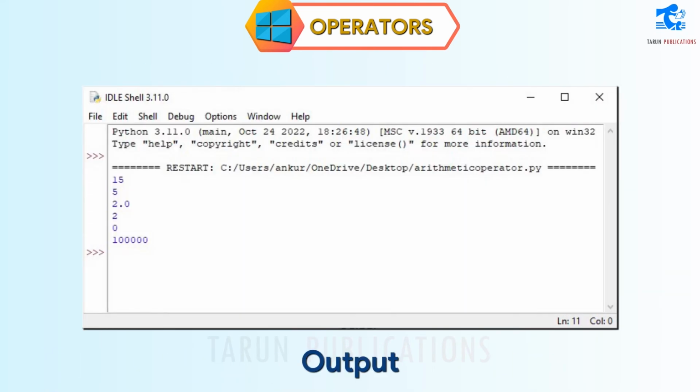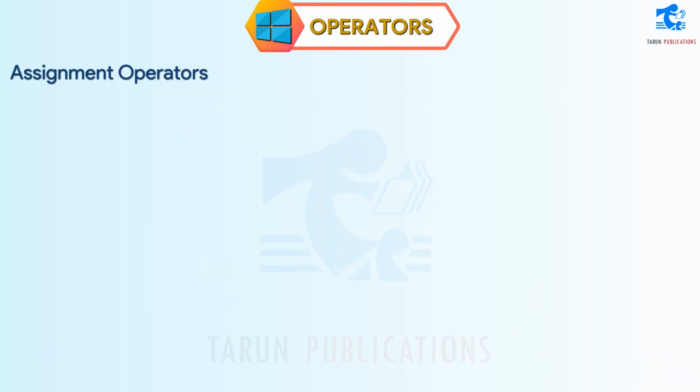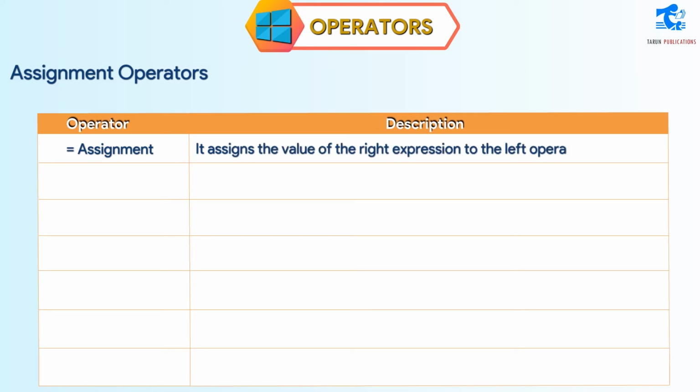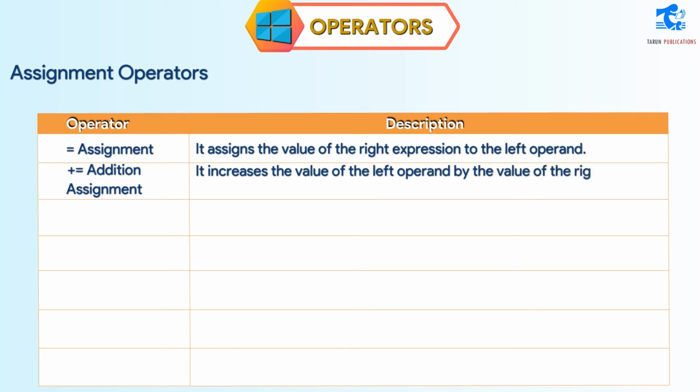Code, output. Assignment operators. Operator, description. Equals, assignment: it assigns the value of the right expression to the left operand. Plus equals, addition assignment: it increases the value of the left operand by the value of the right operand and assigns the modified value back to the left operand.